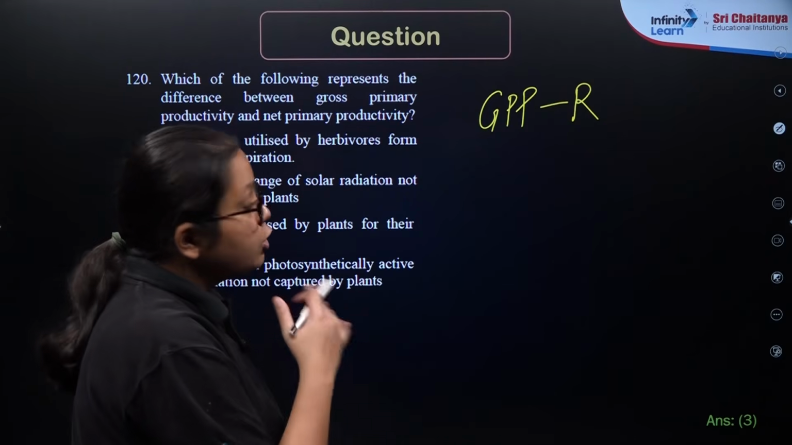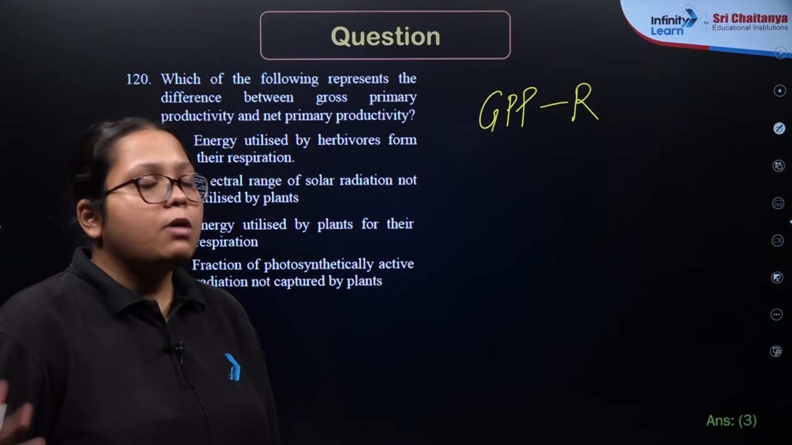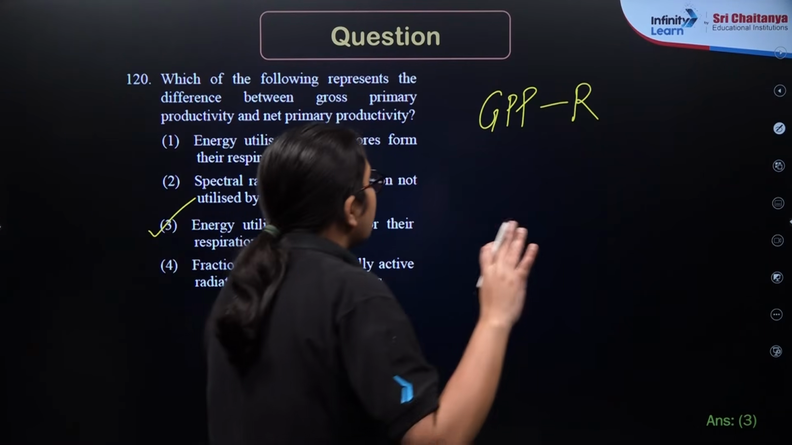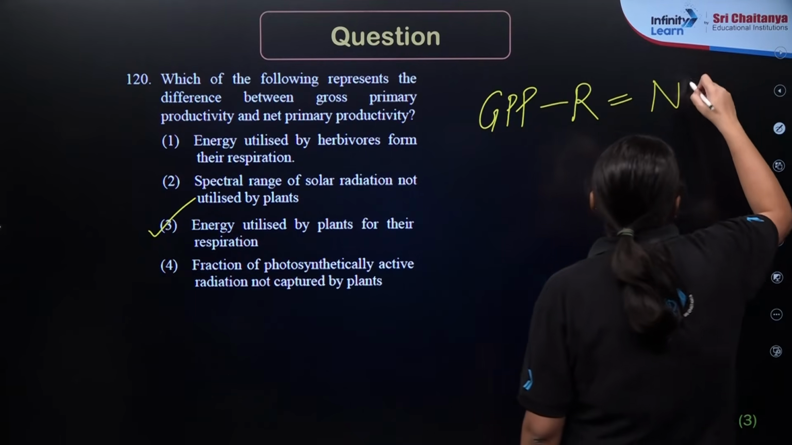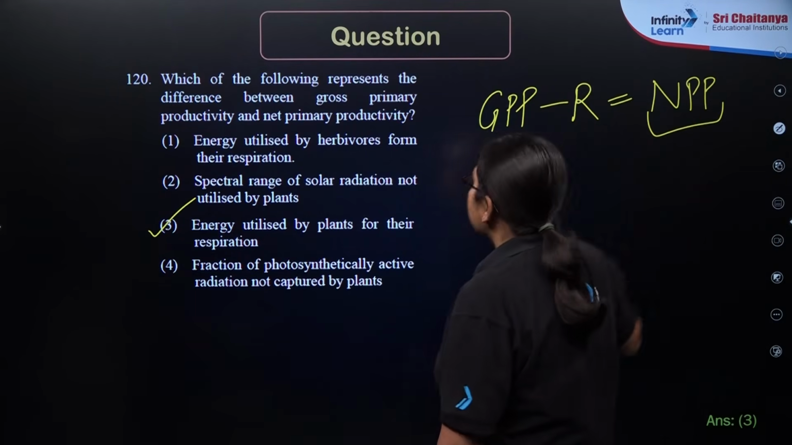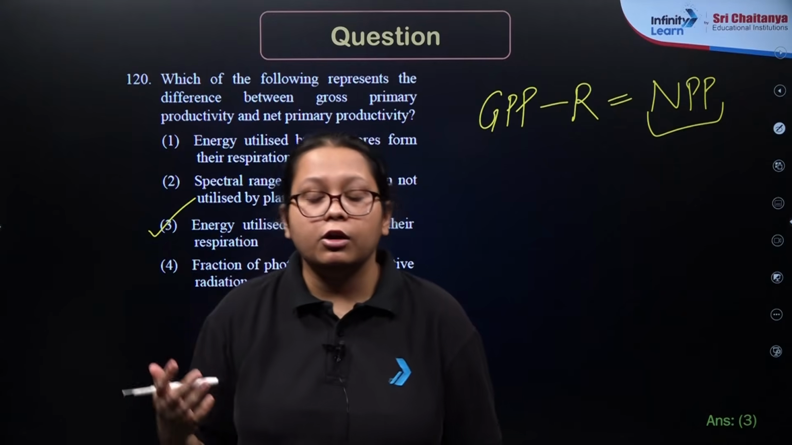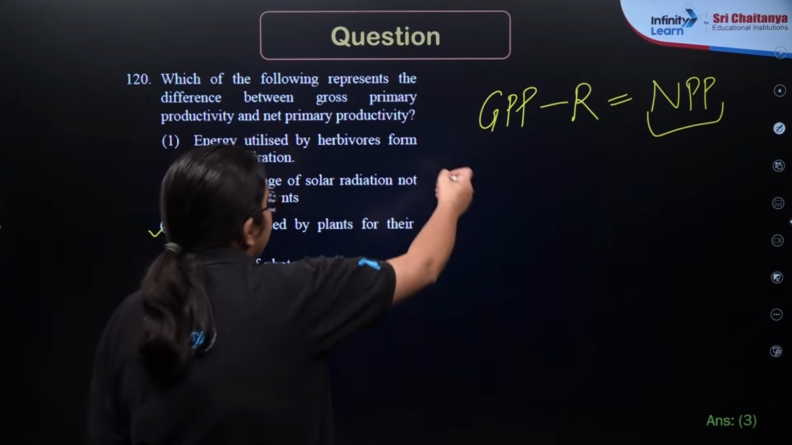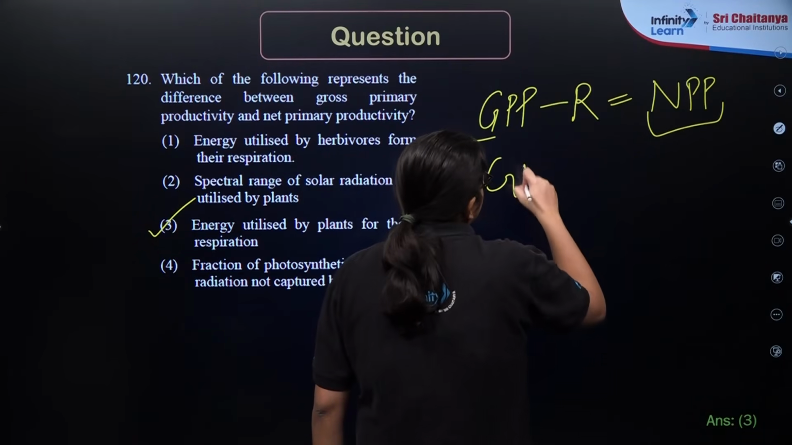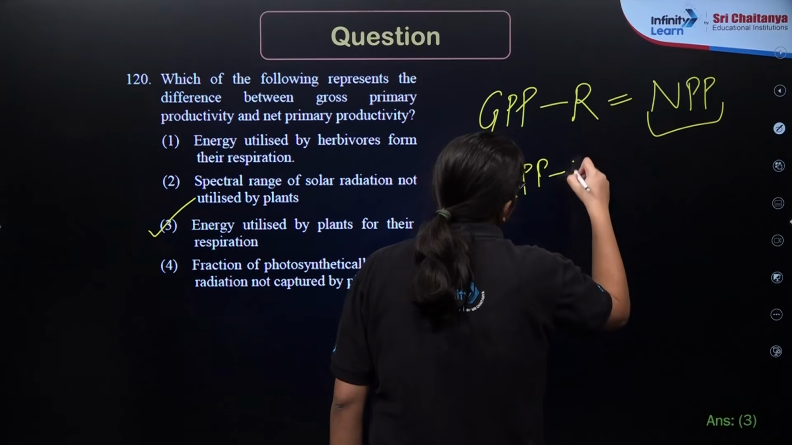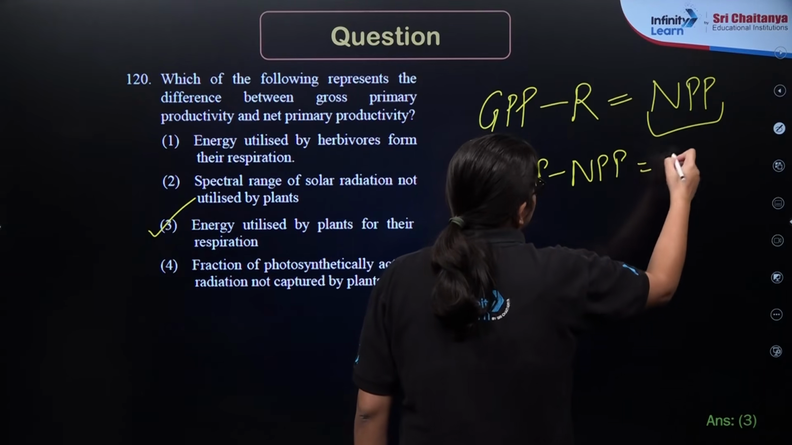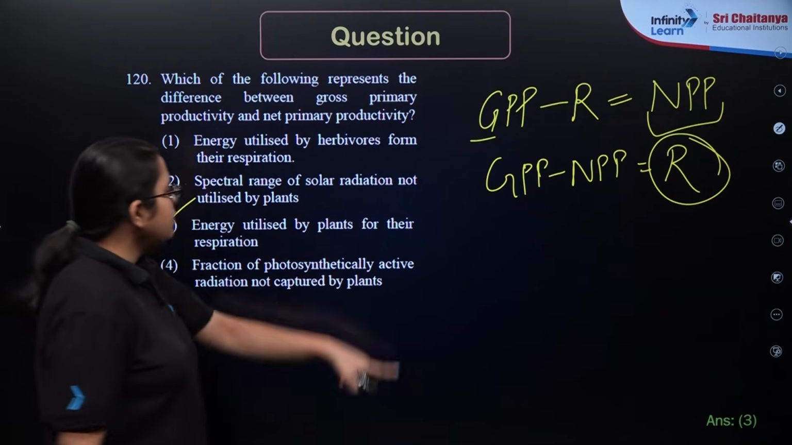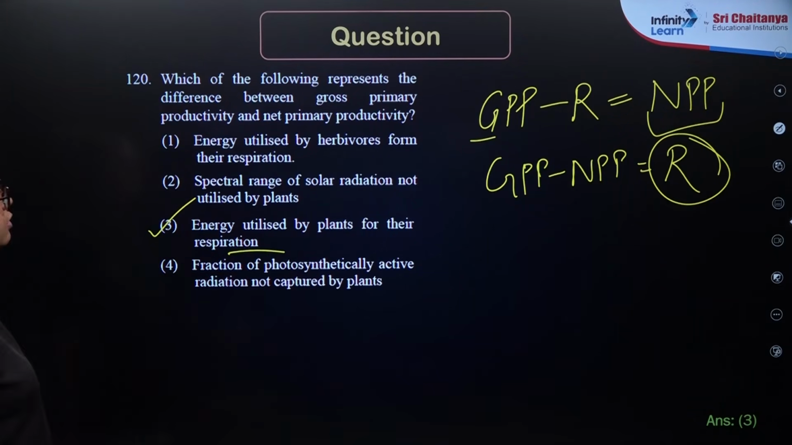Quite an amount of the biomass which is synthesized by the plant is used during respiration. And whatever is left is your net primary productivity, which is the available biomass for animal consumption or herbivore consumption. So, what is the difference between gross primary productivity and net primary productivity? GPP minus NPP, R will go on the other side. So R, respiration, is your answer, meaning energy utilized by plants for their respiration. Okay, third is your correct answer.